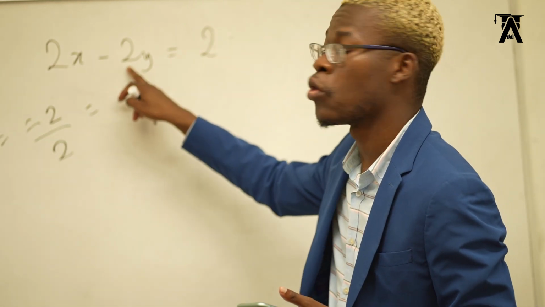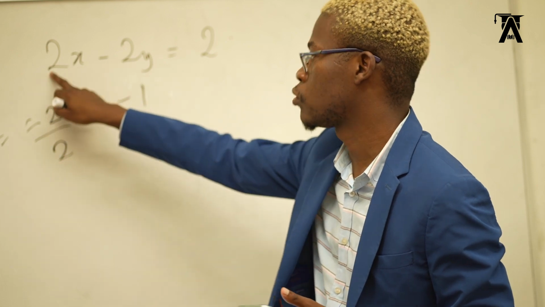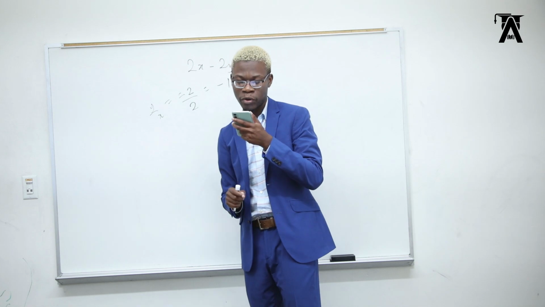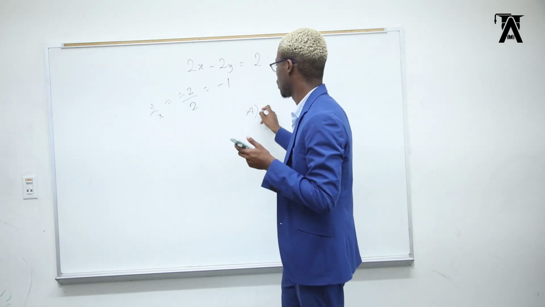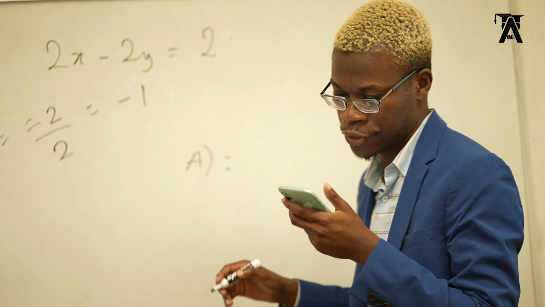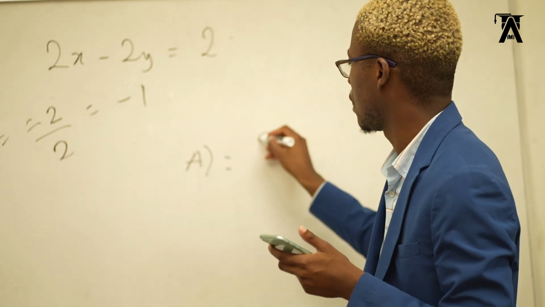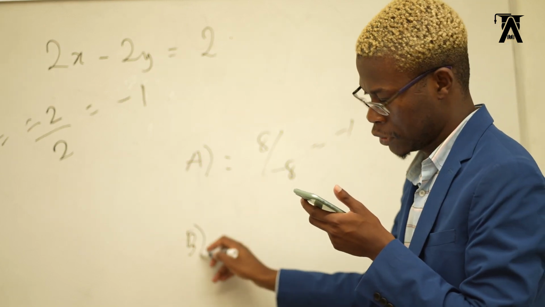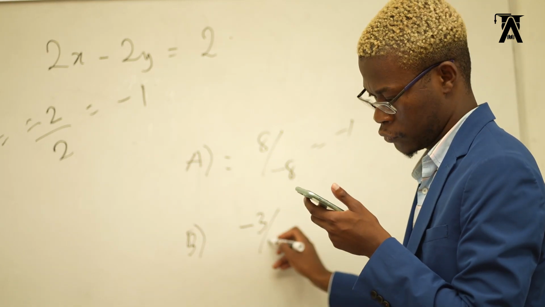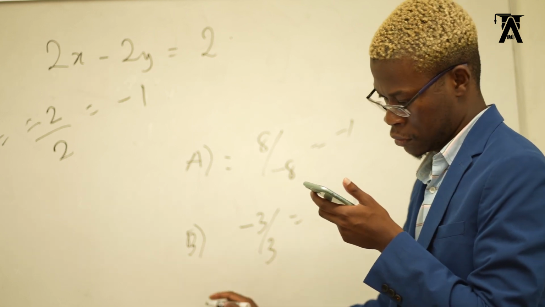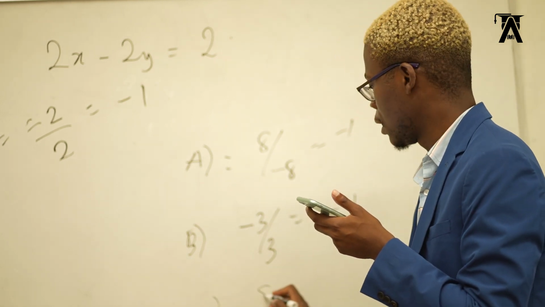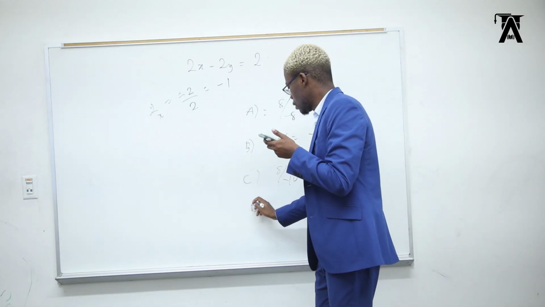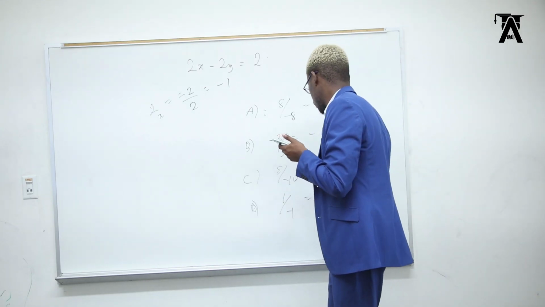The coefficient of y is -2, the coefficient of x is 2, which gives a ratio of -1. Now, for each option, for example option A, what is the ratio of y to x again? 8 over -8, which is -1. B is -3 over 3, which is -1. C is 8 over -10, which is -4 over 5. D is 1 divided by -1, which is -1.